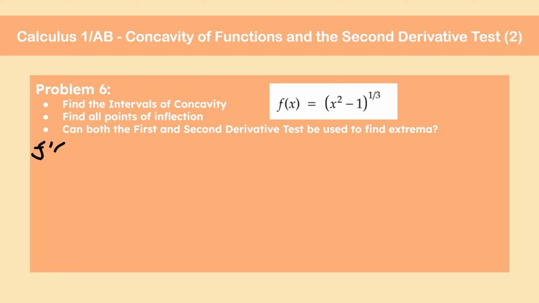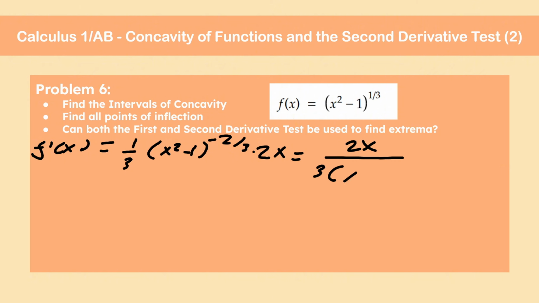So the first derivative is equal to 1 over 3 multiplied by the inside to the power of negative 2 over 3 multiplied by the derivative of the inside by chain rule. And this is going to be equal to 2x over 3 times x squared minus 1 raised to the power of 2 over 3. And now we're going to check if the first derivative test can be used to find the extrema.